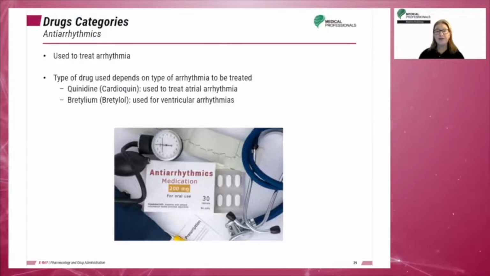Antiarrhythmics are drugs used to treat arrhythmias. Abnormal rhythms may occur in the atria, the upper chambers of the heart, and in the ventricles, the lower chambers of the heart. The type of arrhythmia drug used depends on the type of arrhythmia that needs to be treated. Quinidine or Cardioquin is commonly used to treat atrial arrhythmias. Bretylium or Bretylol is commonly used for ventricular arrhythmias.